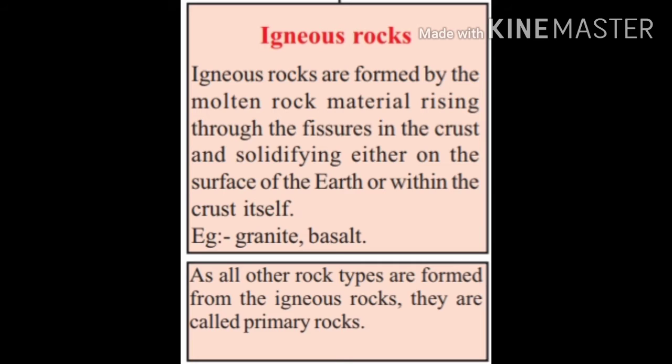At times, the magma solidifies within the crust itself, inside the Earth. That type of igneous rocks are called intrusive igneous rocks. Igneous rocks are also called primary rocks. Why do we call them primary rocks? Because all other rocks are formed from igneous rocks. That is why we call igneous rocks primary rocks.